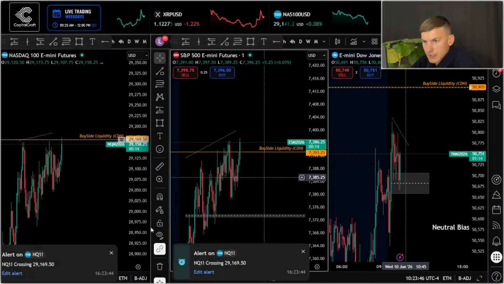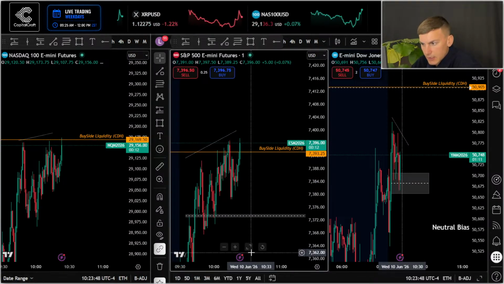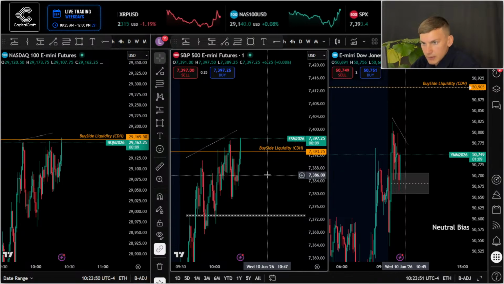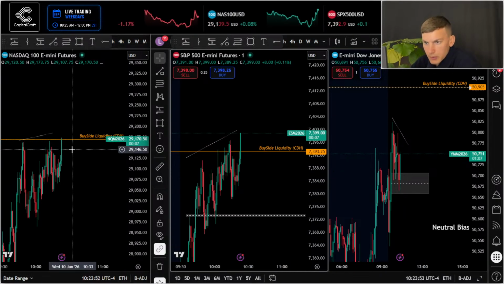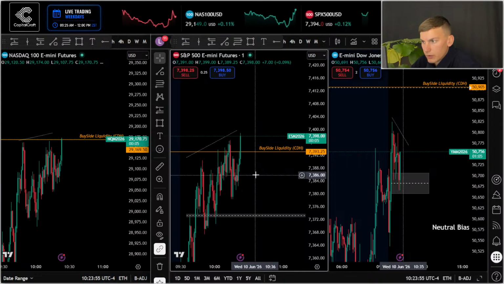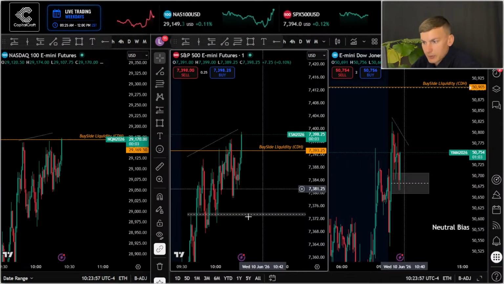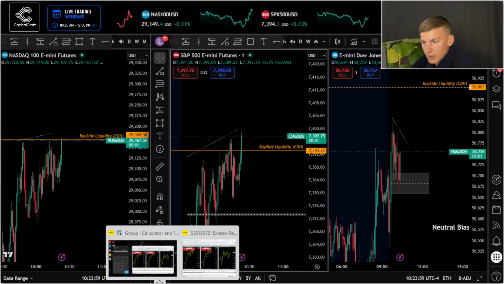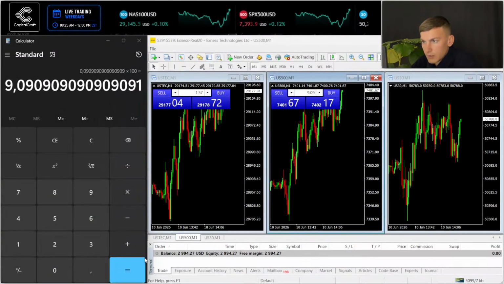Right, Nasdaq has just taken out that particular level. And it does look like we are going to get a possible entry on one of our indices within the next couple of seconds. So what I'm going to do is I'm just going to hover over here. There we go.